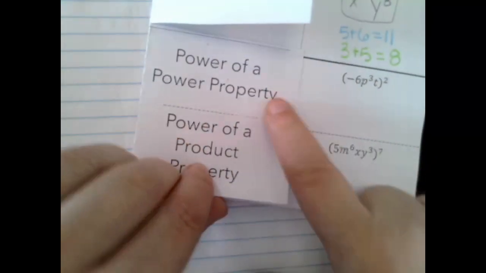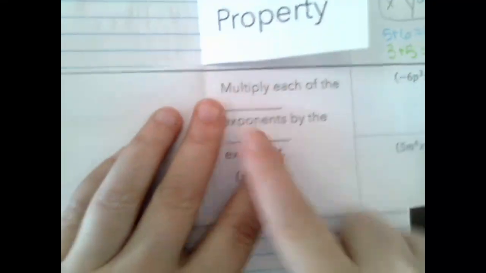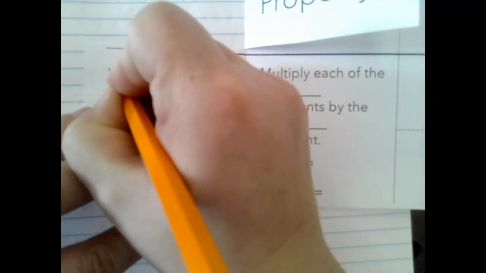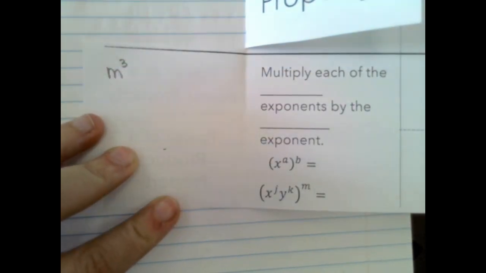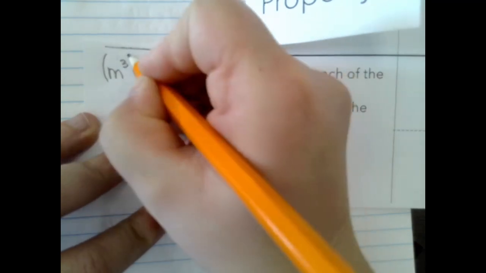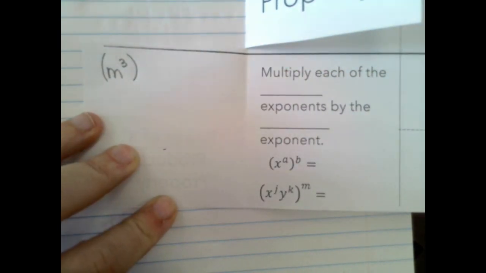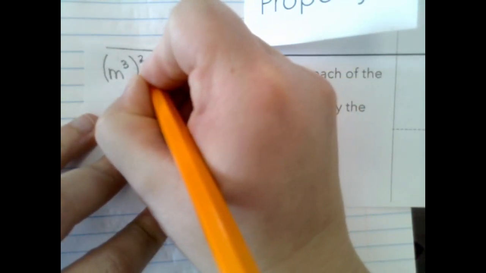Okay, we're going to start with power of a power. We're going to do that on the inside, and we'll write out what that means. We're going to show an example with writing it out. So if I have m to the power of 3, so an m and then a little 3, and now I'm going to take that quantity, and we're going to take it to the power of 2.